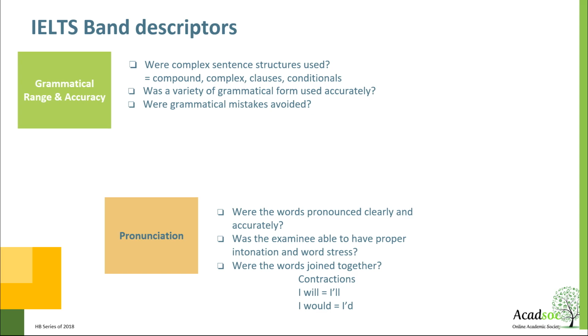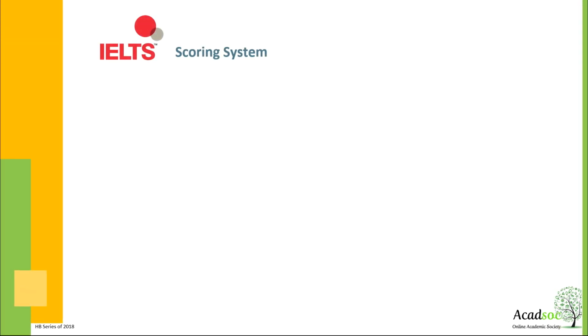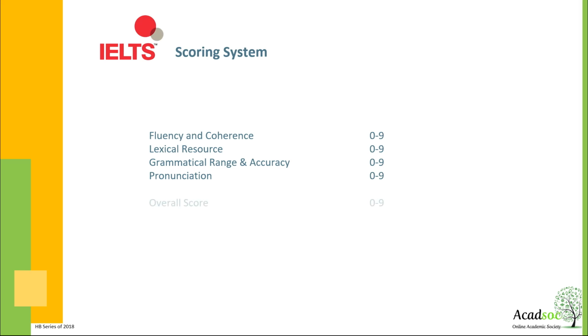How do we give a score? We give a score for each criterion: fluency, lexical, grammar, and pronunciation. Then, we compute for the overall score. How to do it? We get the average. We add all the scores of the 4 criteria and divide by 4. Remember, you only have to give half band score or whole band score. Half band means 4.5, 5.5, 6.5, and so on.